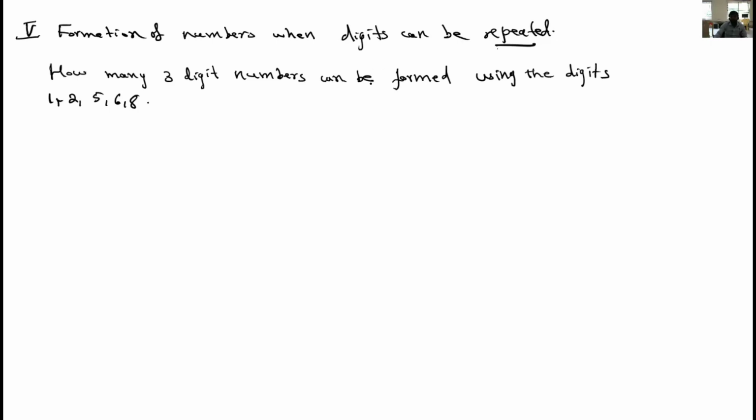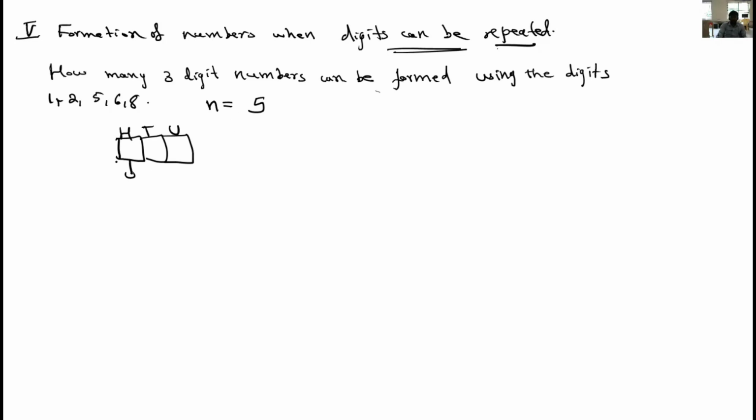In our previous problems we solved problems such that no digit is repeated, but here see formation of numbers when digits can be repeated. See the question: how many 3-digit numbers can be formed using the digits 1, 2, 5, 6, 8? How many numbers are given? 1, 2, 3, 4, 5 numbers are given. The question is a 3-digit number. For that reason take 3 vacant places, 1, 2, 3. Then here the hundreds place is there, here the tens place is there, here the units place is there.